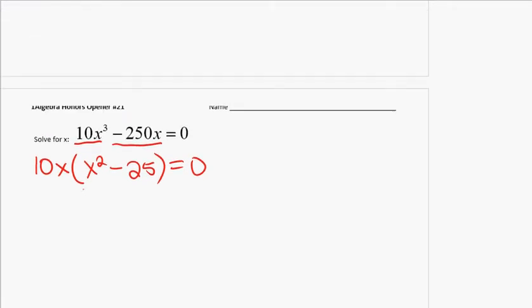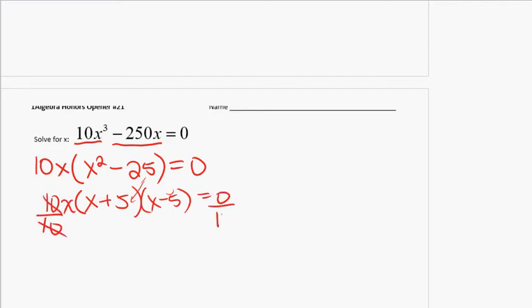I'm looking for the difference of two squares, and so you should start to recognize that this is just x plus 5, x minus 5. It is the plus of the square root of the perfect square and the minus of it. I, of course, keep my 10x equals 0, and I can, if you'd like, divide both sides by 10 right here, just to make that go away.